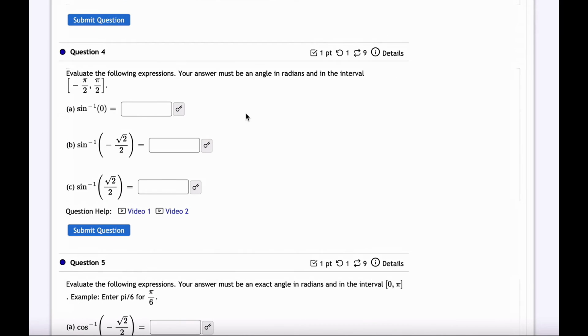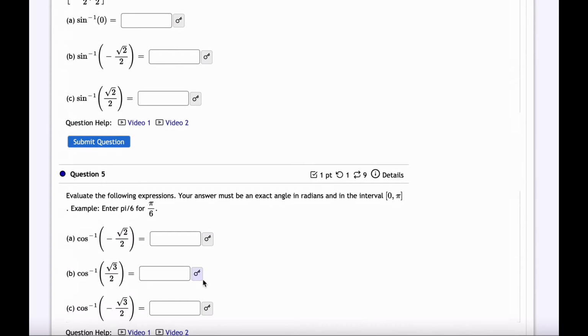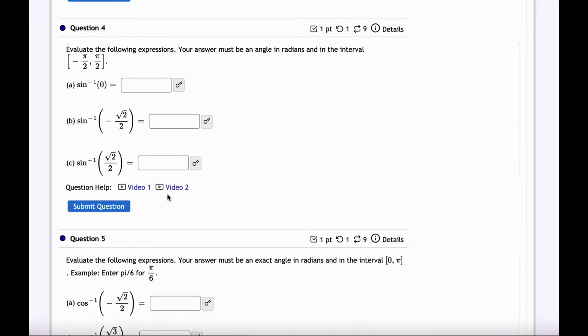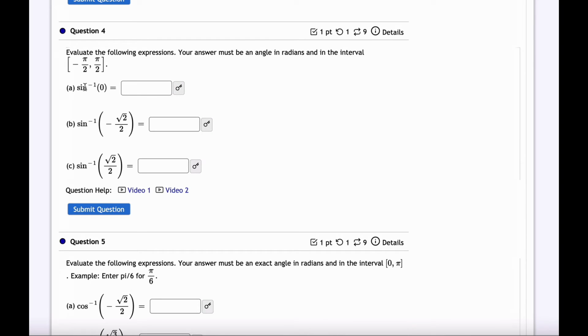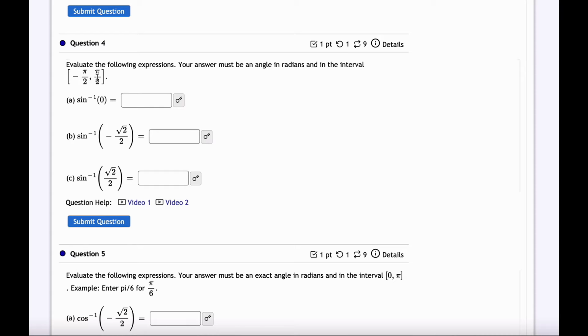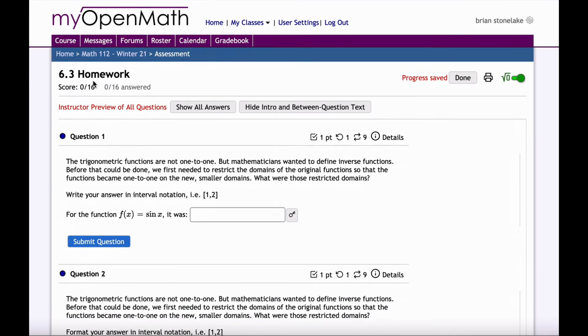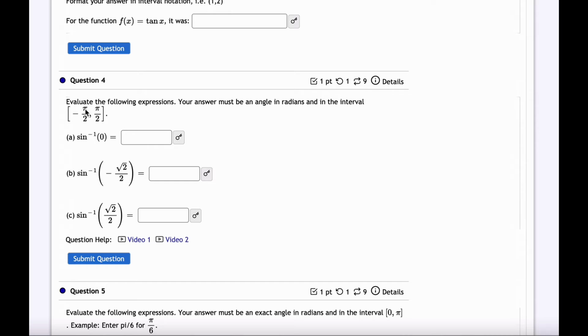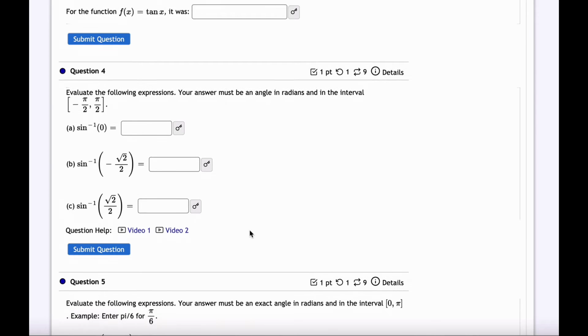Questions 4, 5, and 6 get you practice with arcsine, arccosine, and arctangent. Note the obnoxious way that they write these. This should say arcsine of 0 and arcsine of negative root 2 over 2. But it doesn't. What are you going to do? What you're supposed to do is find an angle. They even give you the bounds in which the angle must lie, so I guess they're kind of telling you the answer to question 1 here. But fine, whatever. Answer these three questions, make sure your angle is in radians, and you are good to go.